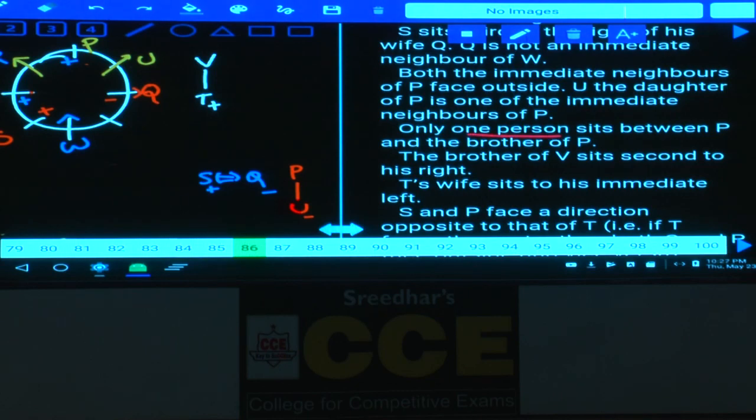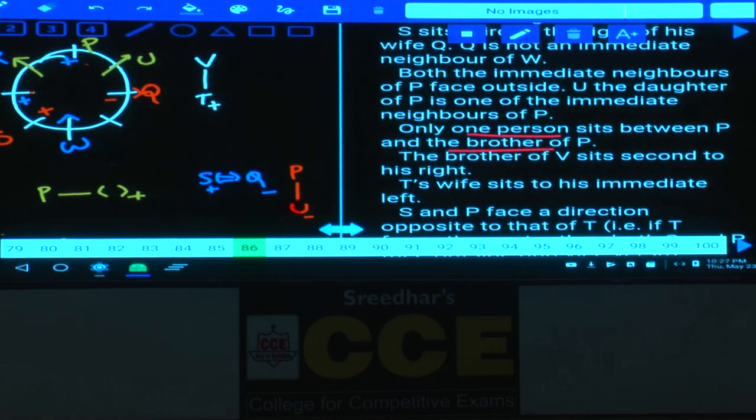And only one person sits between P and the brother of P. Now this P is having a brother as well. P is here. Then who is the brother of P? Only one person between P and the brother.